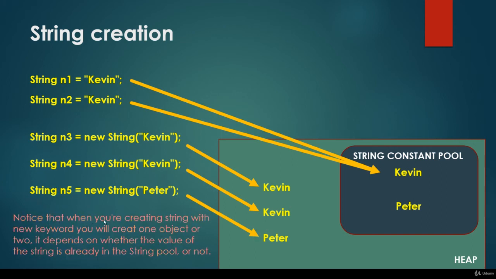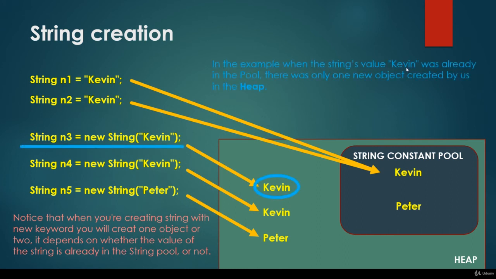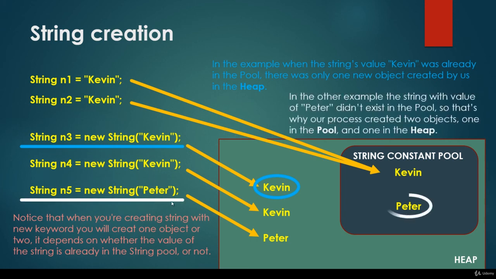So note that when you are creating a string with the new keyword, you will create one object or two. It depends on whether the value of the string is already present in the string pool or not. So in the example, when the string's value Kevin was already in the pool, there was only one new object created by the Java Virtual Machine in the heap memory. And as far as Peter is concerned, the Java Virtual Machine had to create Peter in the constant pool and had to create Peter outside the constant pool in the heap memory.